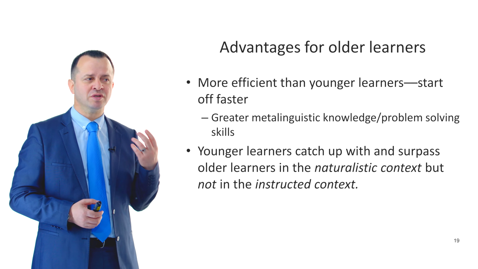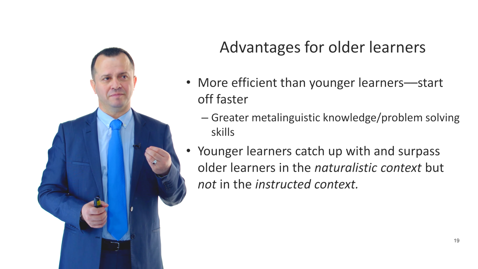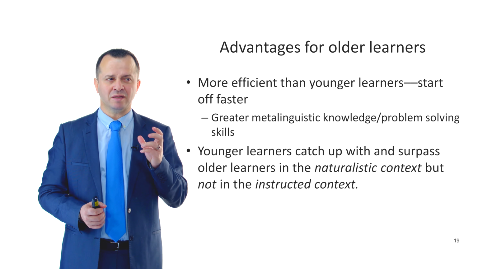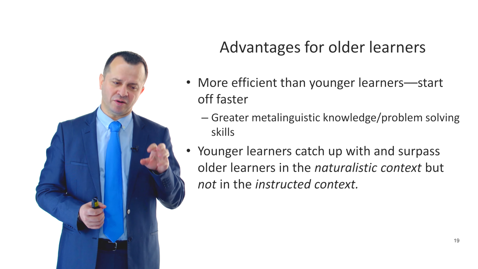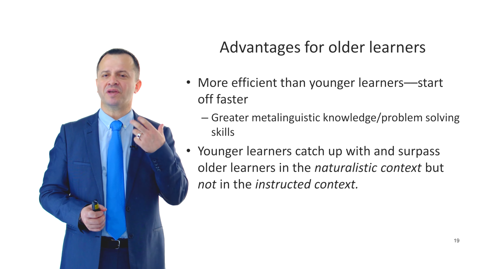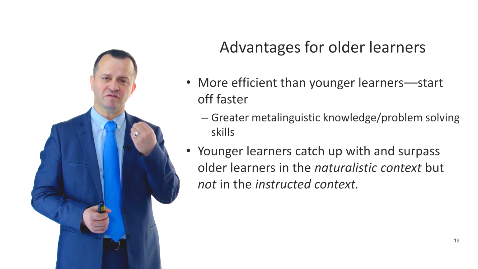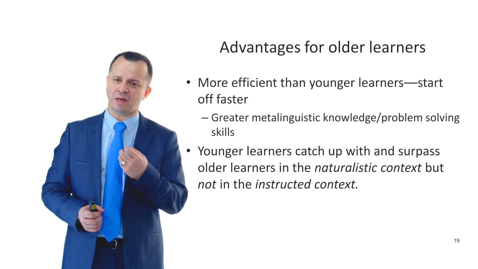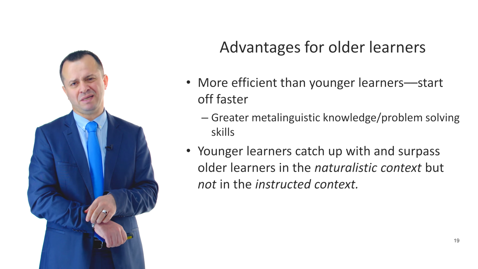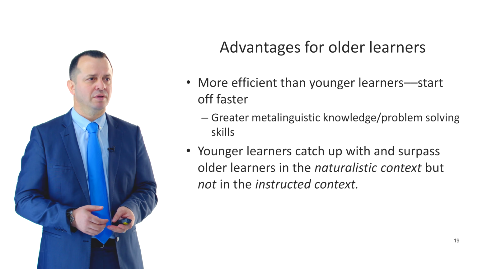Greater metalinguistic knowledge, problem-solving skills. Adult learners have very good metalinguistic knowledge. They know very well what pragmatics is, what sociolinguistics is, how to be very kind in a society, how to solve a problem, how to use your language in a way to persuade others. So these are the metalinguistic, plus grammatical knowledge or competence of a language.